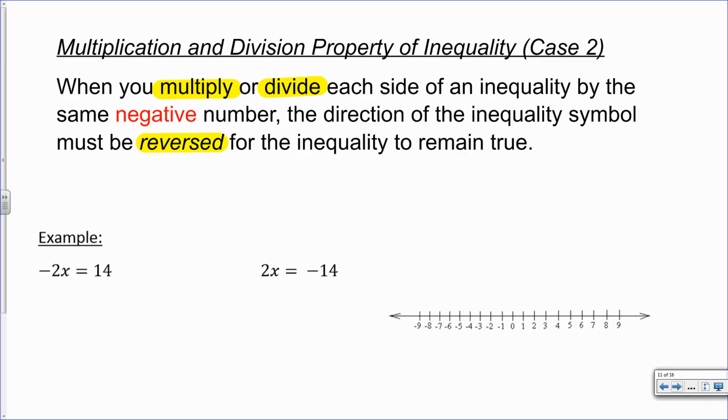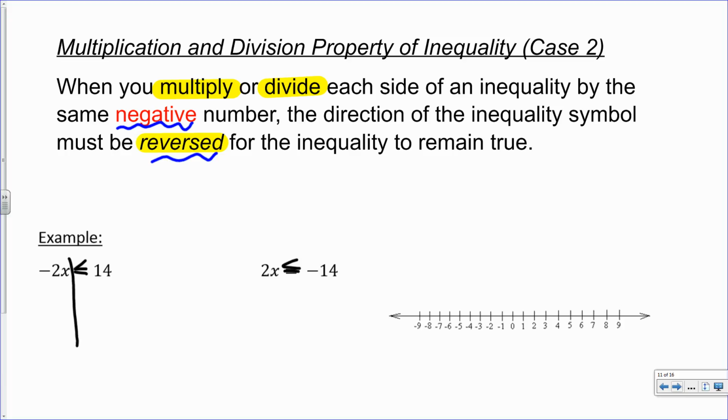Now case 2 introduces multiplying and dividing by a negative. When you multiply or divide each side of an inequality by a negative number, the direction of the inequality symbol must be reversed. In other words, you flip it in order for the inequality to remain true. Now, I've got two examples on here, and I have a typo on them. So it should have said less than or equal to 14 on both of these. So fix that on your notes.